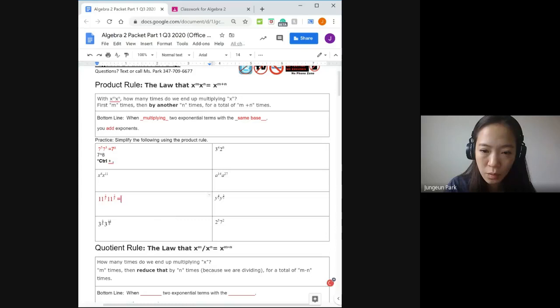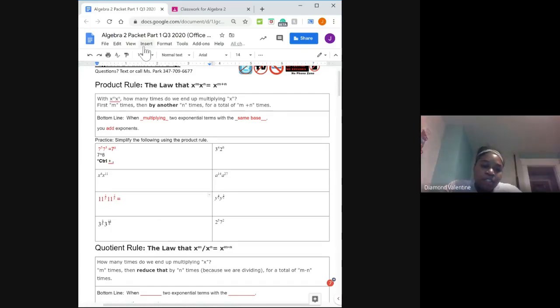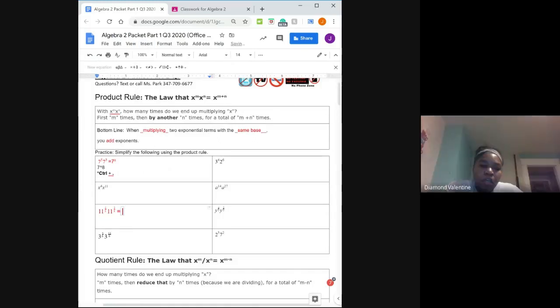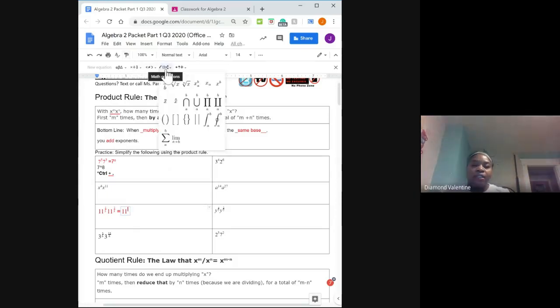Next one that I want to go over is this question. 11 to the 2 over 3 times 11 to the 7 over 3. Again, what do I do with the base? You would keep it the same. Very good. And what do I do with the exponent? Wouldn't you just add the two numbers? The numerators, since the denominators are both the same. Okay. So what would that be?